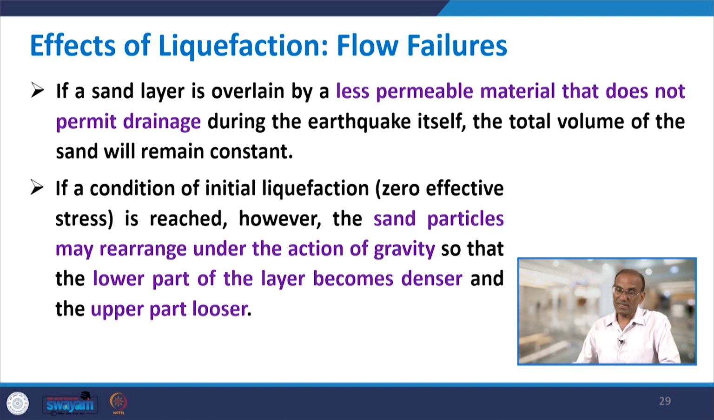If a sand layer is overlain by less permeable material that does not permit drainage, that is, if you have a sand layer and on top of the sand layer you have a low permeable layer, during the earthquake the total volume of the sand will remain constant. If a condition of initial liquefaction, that is zero effective stress, is reached, however, the sand particles may rearrange under the action of gravity, so that the lower part of the layer becomes denser and the upper part becomes looser. So, here you have two layers: you can say this is the upper layer and this is the lower layer.